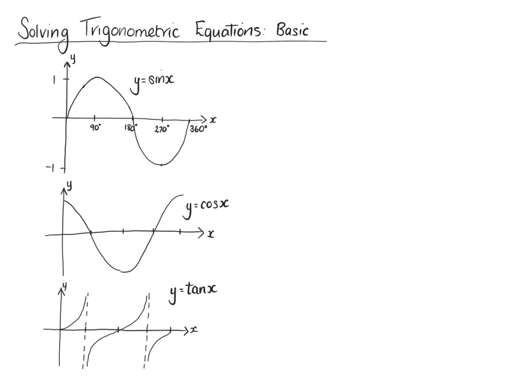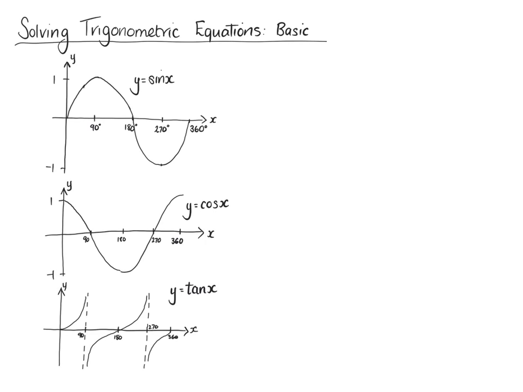Okay, our cos graph is very similar, goes from 1 to -1, and we've got 90, 180, 270 and 360. And our tan graph, we've got our 90, our 180, our 270 and our 360, but we don't have any maximums or minimums for this one, but we do have asymptotes at 90 and 270.